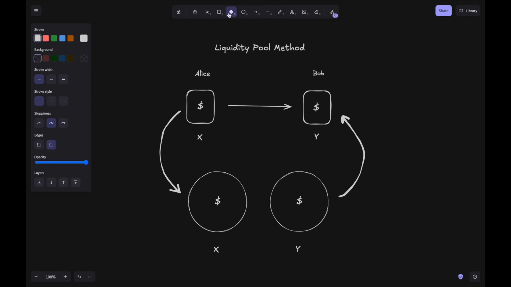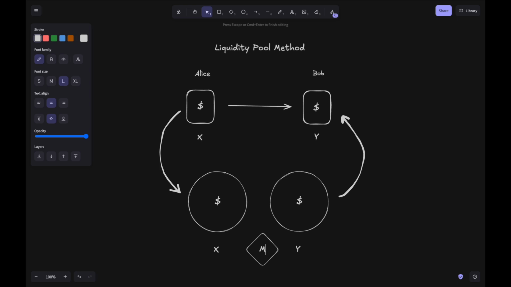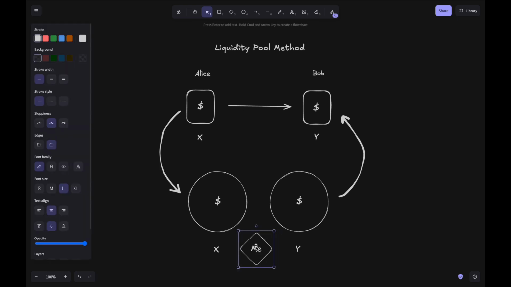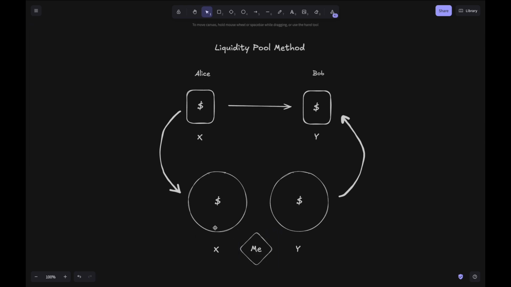So what do I do? Well, I just listen. I look for transactions or requests made in country X and make the transactions for the country X people to country Y and vice versa.